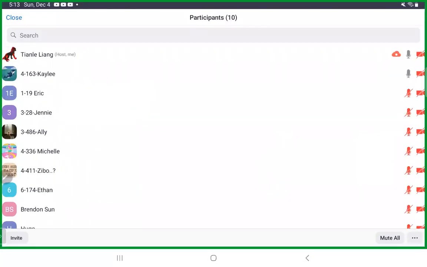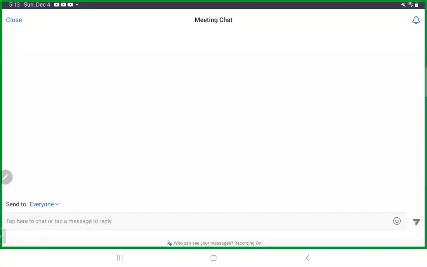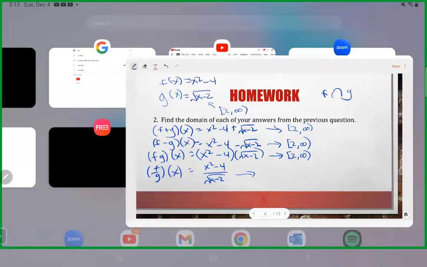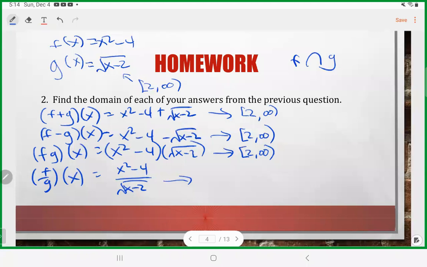Kaylee, I'm having trouble hearing you. Is your mic working? You can type it in the chat if you want. Okay. Kaylee, you can type in the chat. What is the answer for the last one for the domain? It should be very similar to the last few ones, right? So I'll just do it. It's very similar to 2 to infinity, except that this time 2 cannot be included because g of x cannot be equal to 0. So therefore, it's just 2 to infinity, not inclusive.